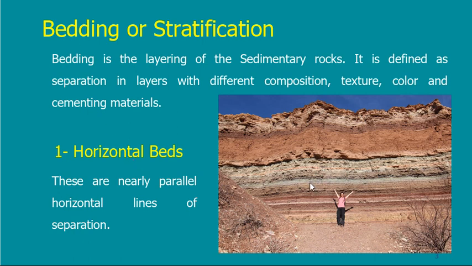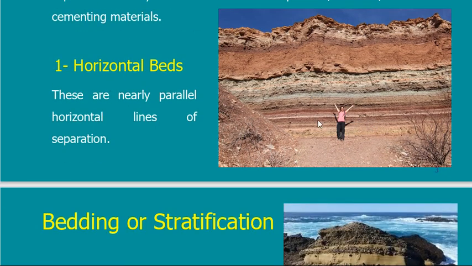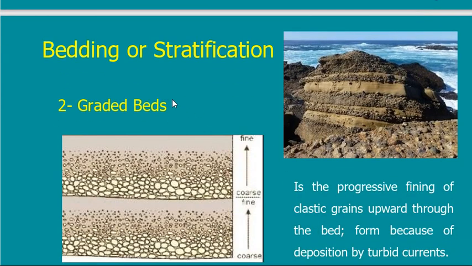But if you look at these lines, they are horizontal. So we can say that these are horizontal beds. It means that the bedding is horizontal. Are they always horizontal? No, this is a special type. Really, it should be the normal type, but there are many other types of bedding. So the first type is called horizontal beds. The second type is called graded beds.